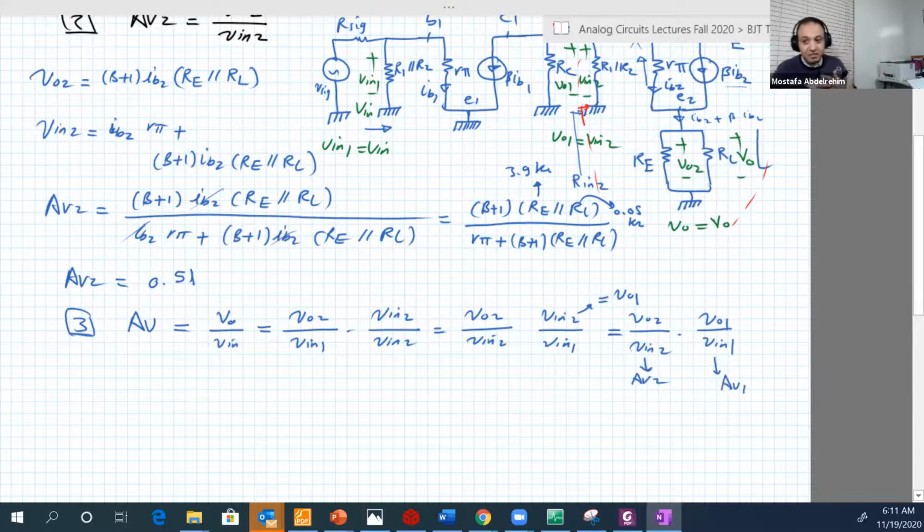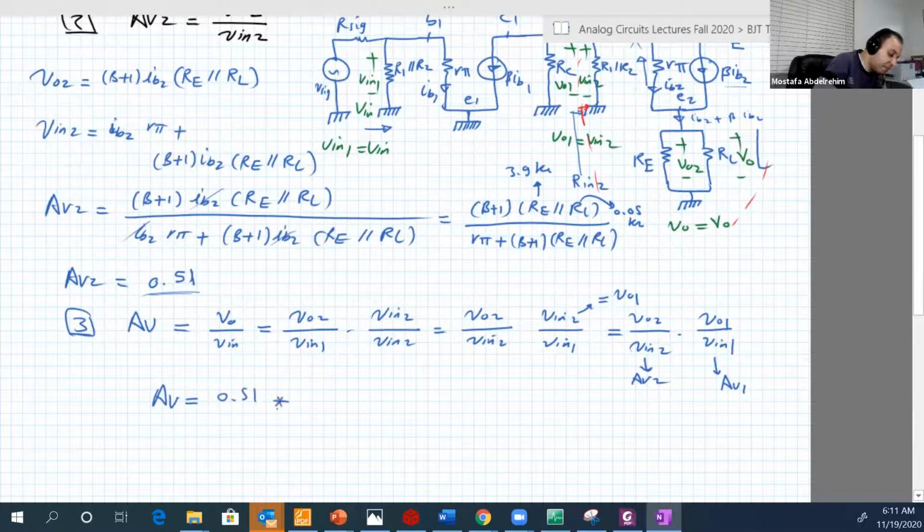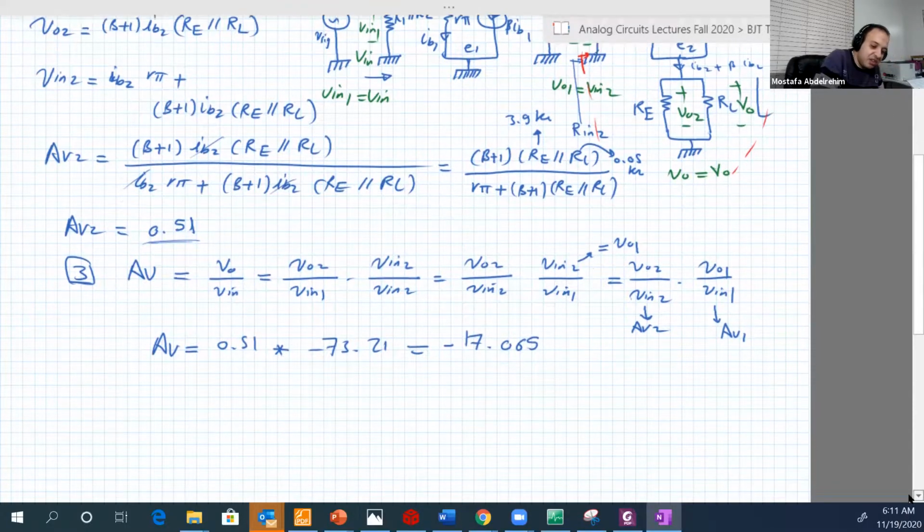So again, if you have any cascaded stages, AV is equal to the gain of the first stage multiplied by the gain of the second stage multiplied by the gain of the third stage, and so on. So AV equals, we can just multiply the two numbers, 0.51 multiplied by minus 73.21. This will give us minus 17.065, or again, approximately minus 17.